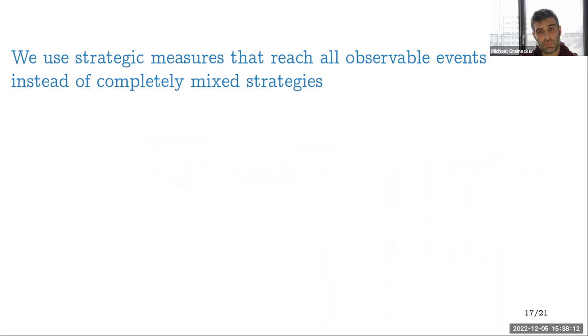So we use strategic measures that reach what we call observable events. They're a bit stronger than what Myerson and Reny call observable events. And these are the things we want to condition on. These are the things where we want to test epsilon rationality.